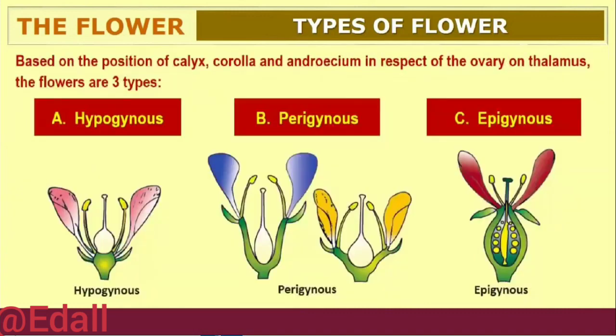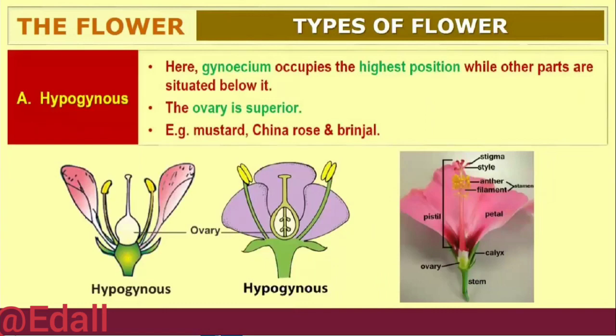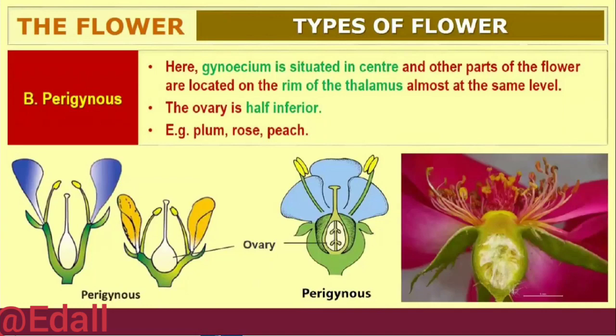Based on the position of calyx, corolla and androecium in respect of the ovary on thalamus, the flowers are described as hypogynous, perigynous and epigynous. In the hypogynous flower, the gynoecium occupies the highest position while the other parts are situated below it. The ovary in such flowers is said to be superior, for example, mustard, China rose and brinjal. If gynoecium is situated in the center and other parts of the flower are located on the rim of the thalamus almost at the same level, it is called perigynous. The ovary here is said to be half inferior, for example, plum, rose, peach.